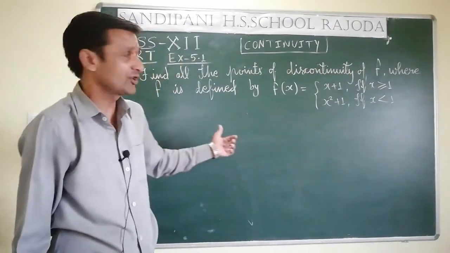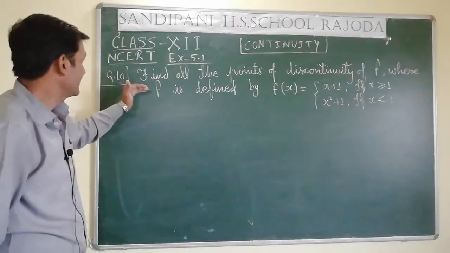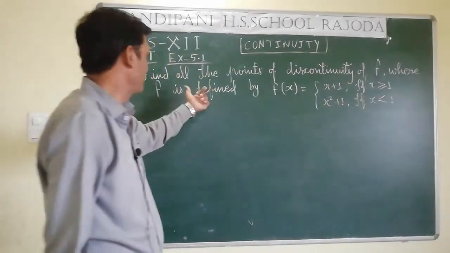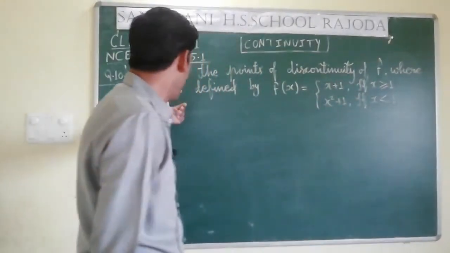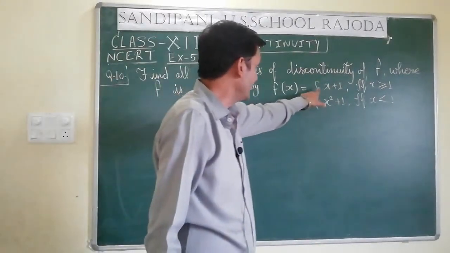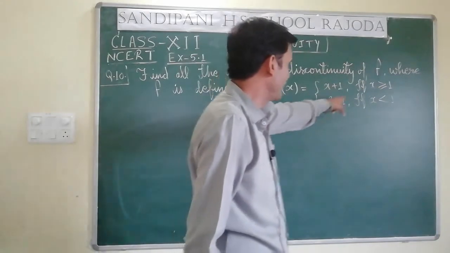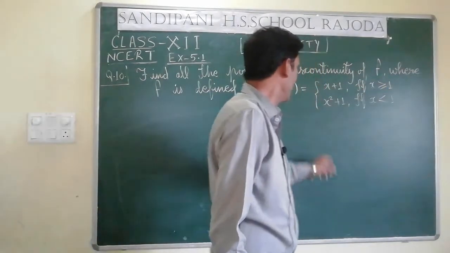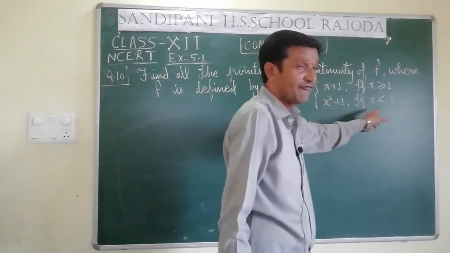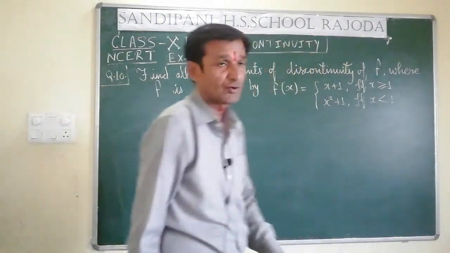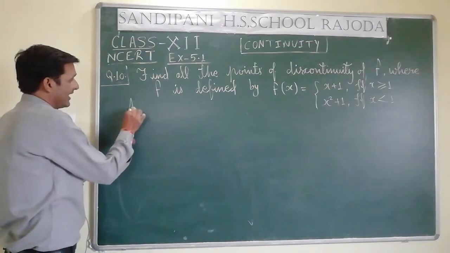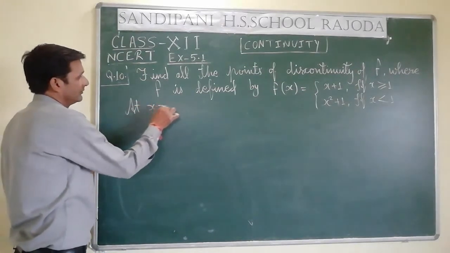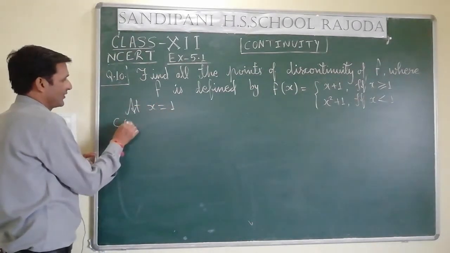Now, one more question, it is question number 10 of the same exercise 5.1. Find all the points of discontinuity of f where f is defined by f of x is equal to x plus 1 if x is greater than or equal to 1, and it is equal to x square plus 1 if x is less than 1. So, these two cases we have to discuss. So, point is at x is equal to 1, continuity test we have to apply.